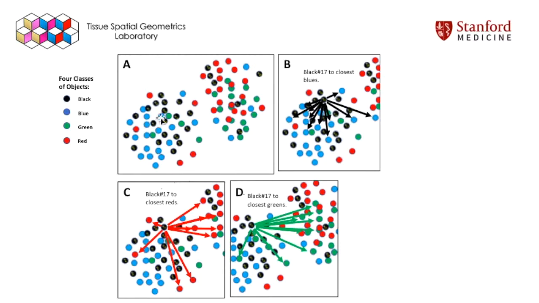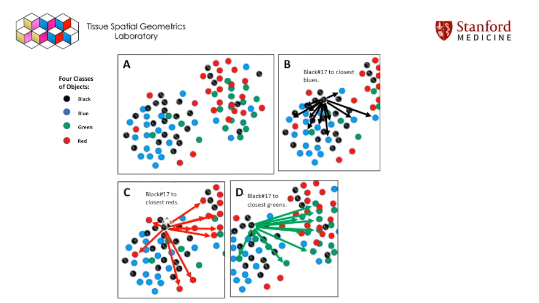Assuming that we can define which category every object belongs to, in this case you only have 4, black, blue, green, and red, what you can do is that for every point, you can measure its distance to its closest neighbors. In this case, let's focus on black number 17, which is this item here. In panel B, I measure the distance of black 17 to every single blue dot in this system.